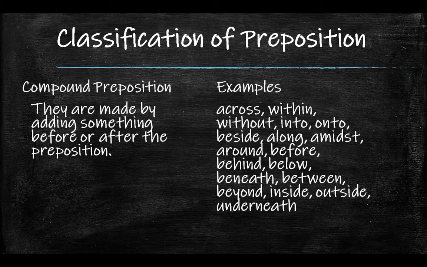Across, a has been added before cross. Within, with and in, a combination of with and in. Without, into, onto, be and side. A and long, a and midst, a is added before so many simple prepositions or simple words to turn them into compound prepositions. Be and for, be and hind, be and low, be and neath, be and tween, be and yond, in and side, out and side, inside, outside, under and neath.